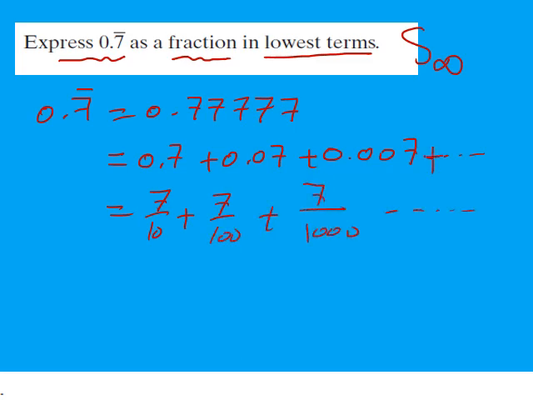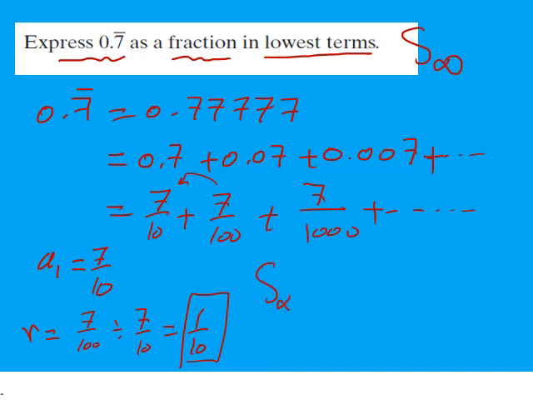So it can be written as a sequence. Its first term is 7 over 10 and its common ratio is the second term divided by the first, so 7 over 100 divided by 7 over 10, which is equal to 1 over 10. So it forms a geometric sequence. Its first term is 7 over 10 and its common ratio is 1 over 10.